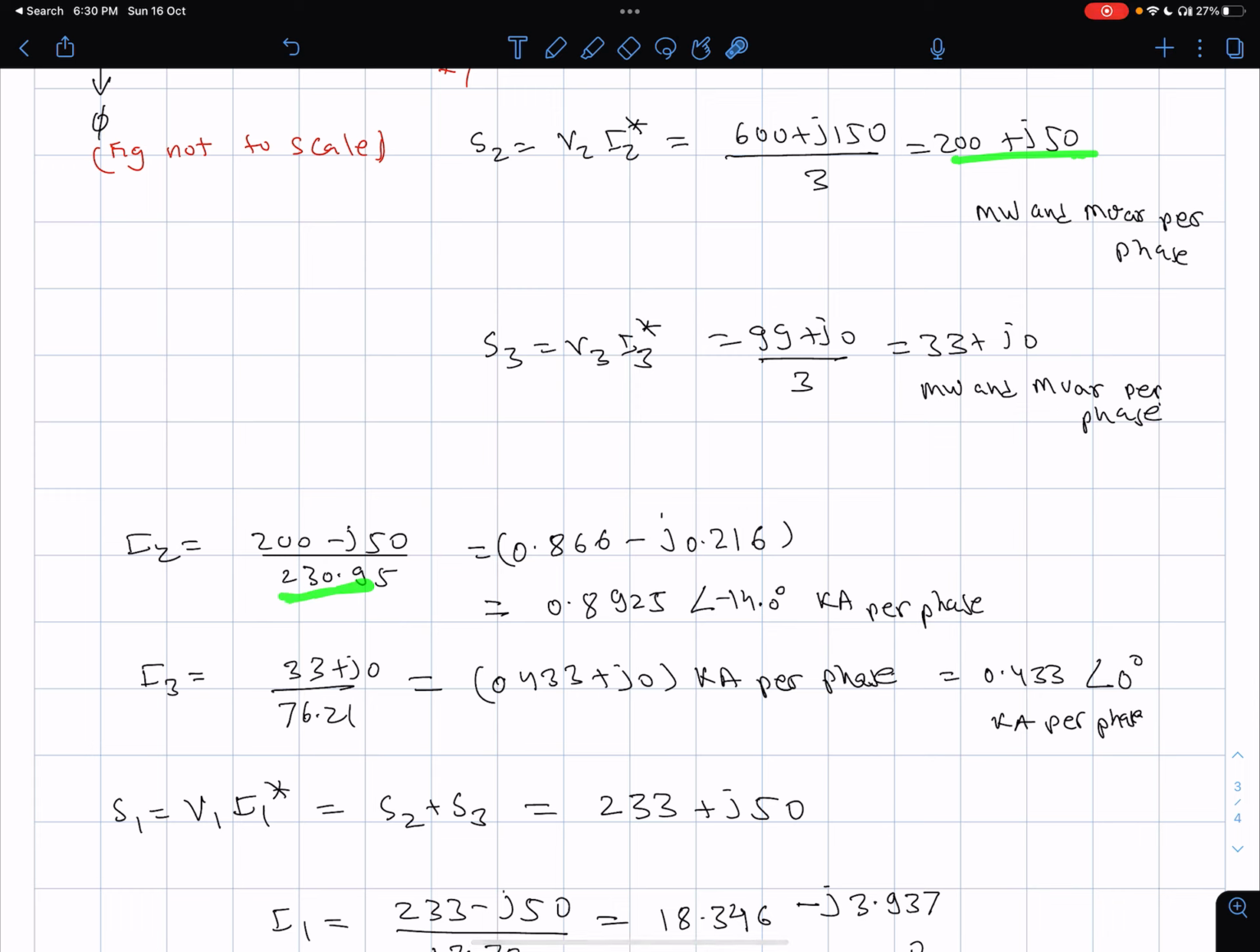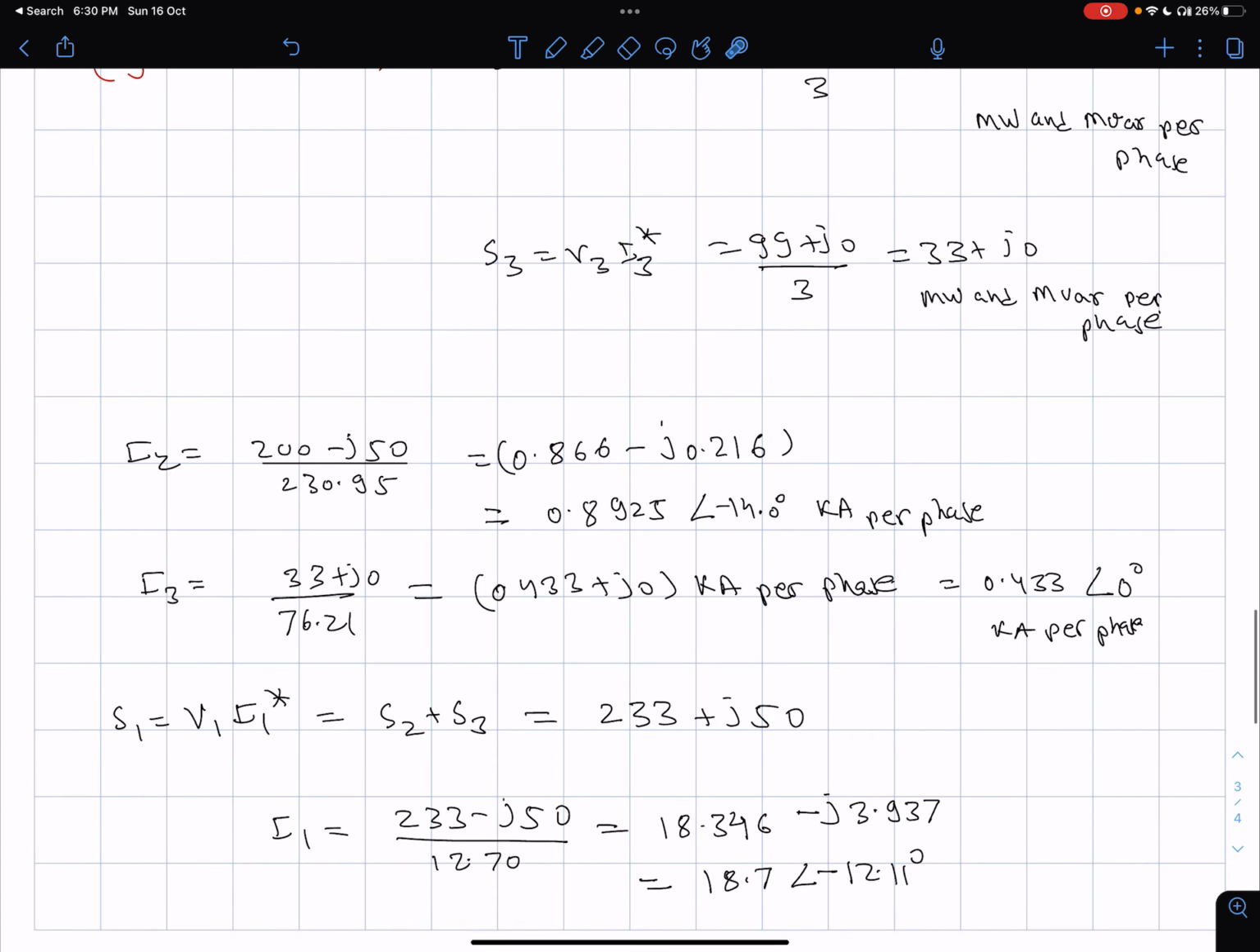So 200 minus J50 divided by 230.95, and you will get it in rectangular coordinates, which you convert into the polar form. The only thing to remember is the unit here is kiloamperes. Why? Because this is megawatt and MVAR, which is 10 to the power 6, and this is kilovolts, which is 10 to the power 3. So when you have the scaling factor of 10 to the power 6 by 10 to the power 3, that is 10 to the power 3, which is the kilo factor. Therefore the current becomes so many kiloamperes per phase.